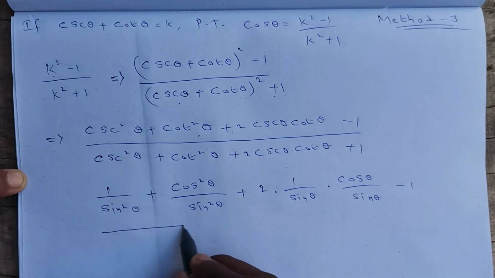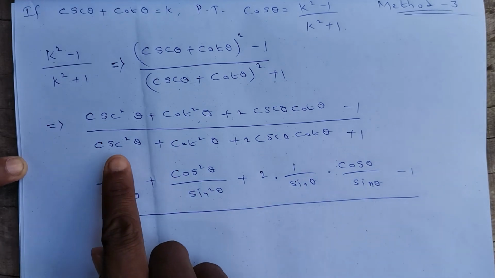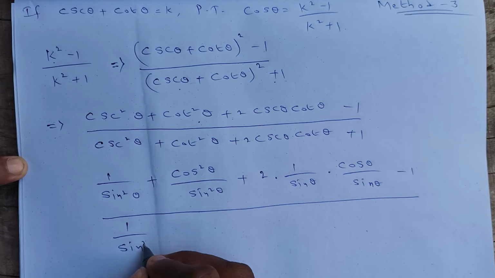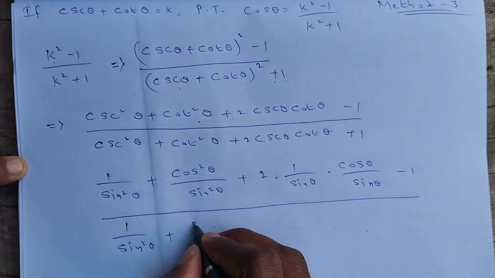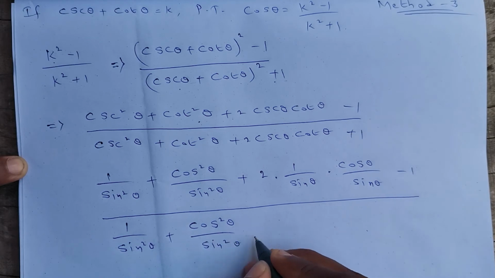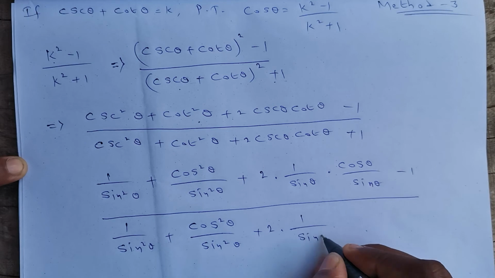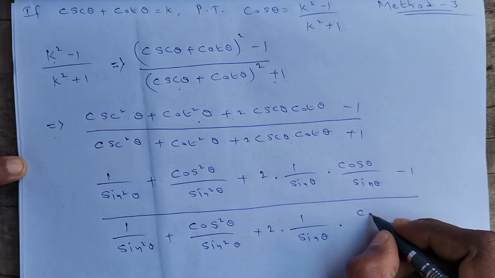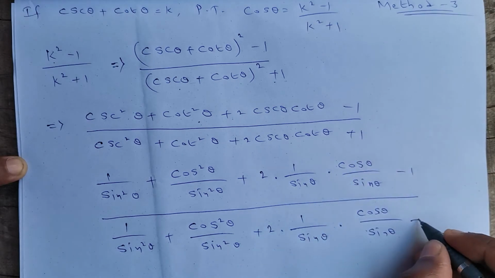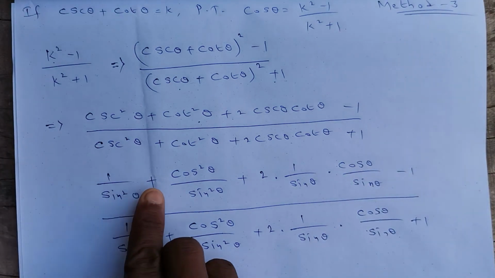1, whole divided by, again in the denominator also cosecant square is there, so cosecant square is nothing but 1 by sine square theta, plus again cot square is nothing but cos square theta by sine square theta, plus 2 into cosecant theta, nothing but 1 by sine theta, into cot theta, nothing but cos theta by sine theta, plus 1 as it is.